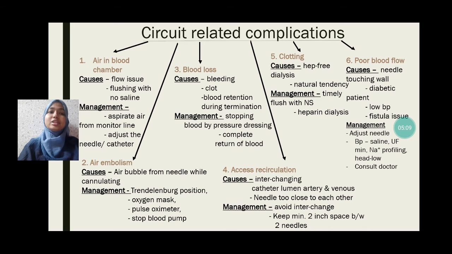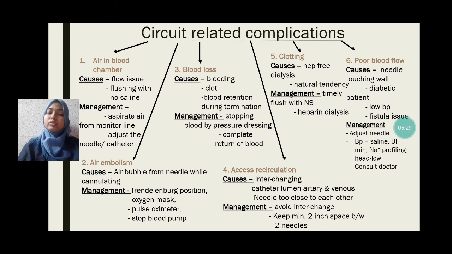How will we manage it? We have to avoid interchanging of the catheter lumens. Some people try it because there may be a flow issue, but to solve this flow issue, we can use another method such as urokinase or soda bicarb.